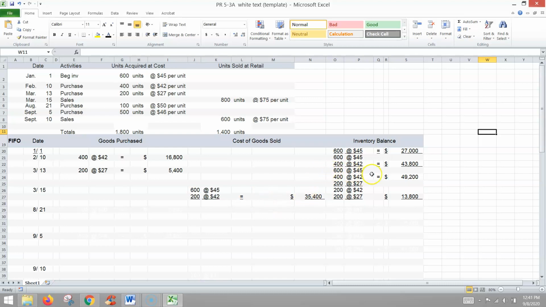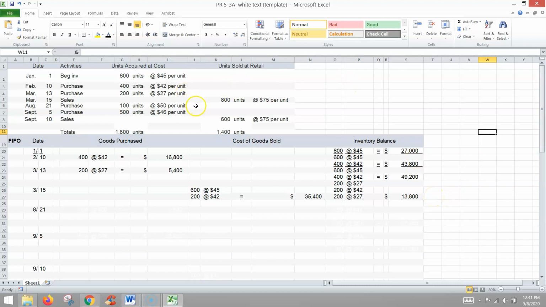So again, the 600 at 45 is gone. We had 400 at 42. We sold 200. So we have 200 left at $42. And then we still have this last costing layer, 200 at $27. So ending inventory is $13,800.